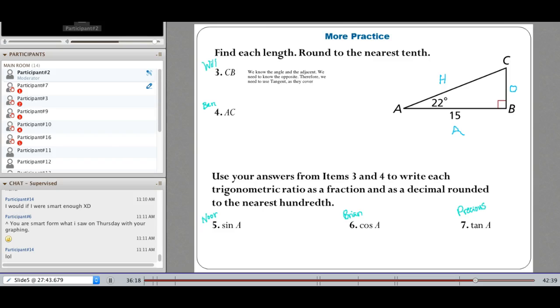Nora, Brian, and Precious, I know you have to wait for Will and Ben, and they're super fast, so I'm sure they'll get it done quickly, but you could set up your trig ratio at least and have it ready, and that way once you find those other two sides, you'll be able to plug those in.